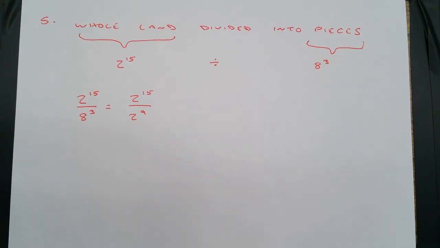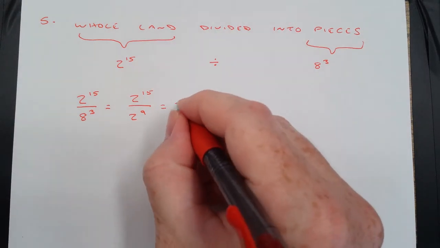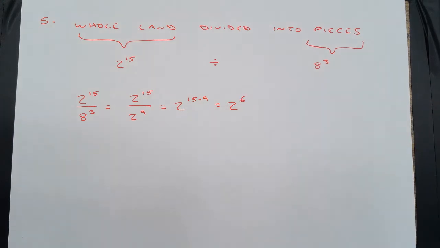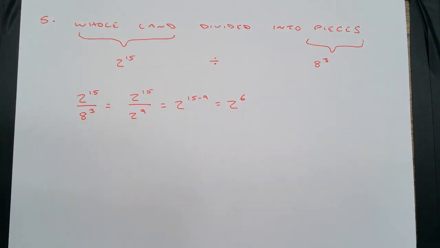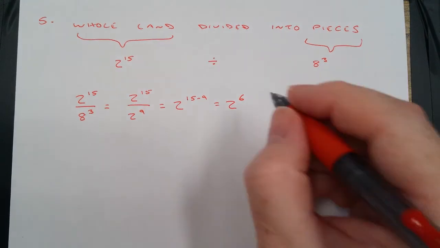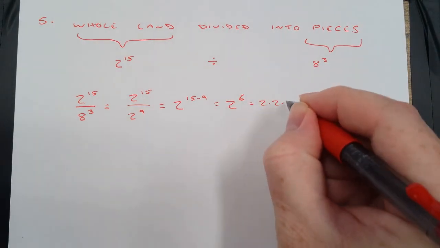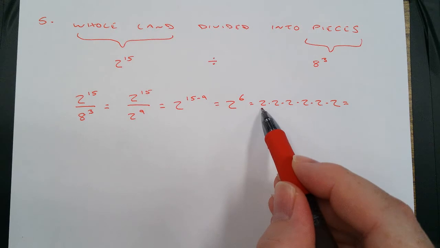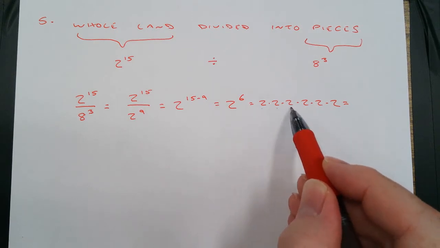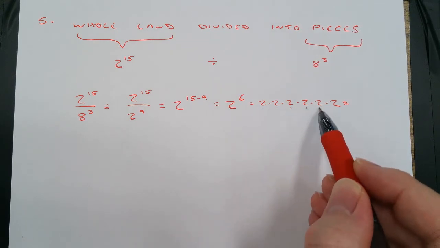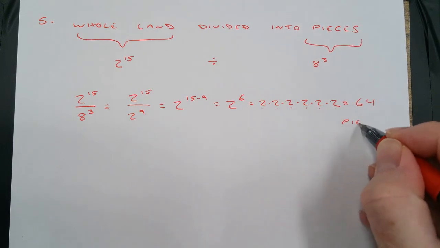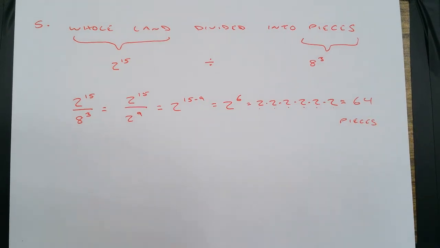Now you just know it is 2 to the 15th minus 9, so it's 2 to the 6th. But they want to know how many pieces that is exactly, not the exponent. So you have to stretch it out again. 2 times 2 times 2 times 2 times 2 times 2. And tell me how many pieces that makes. 2 times 2 is 4, times 2 is 8, times 2 is 16, times 2 is 32, times 2 is 64. So they will make 64 pieces out of that land.